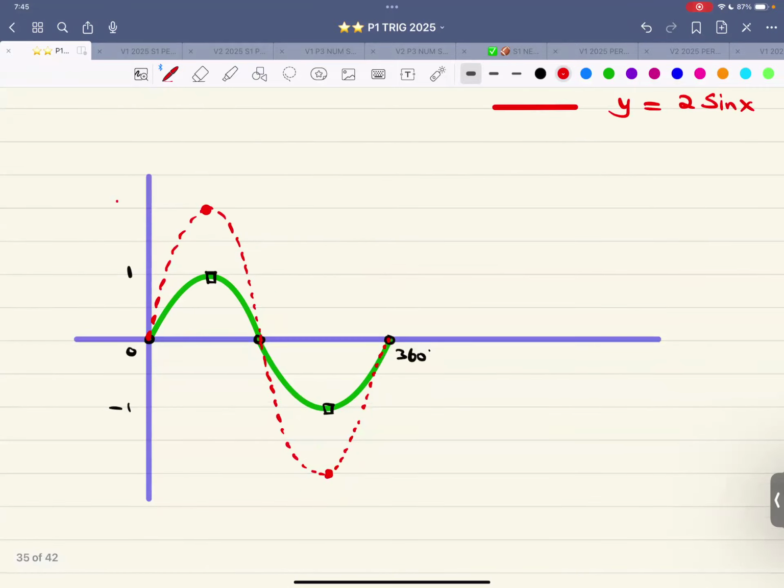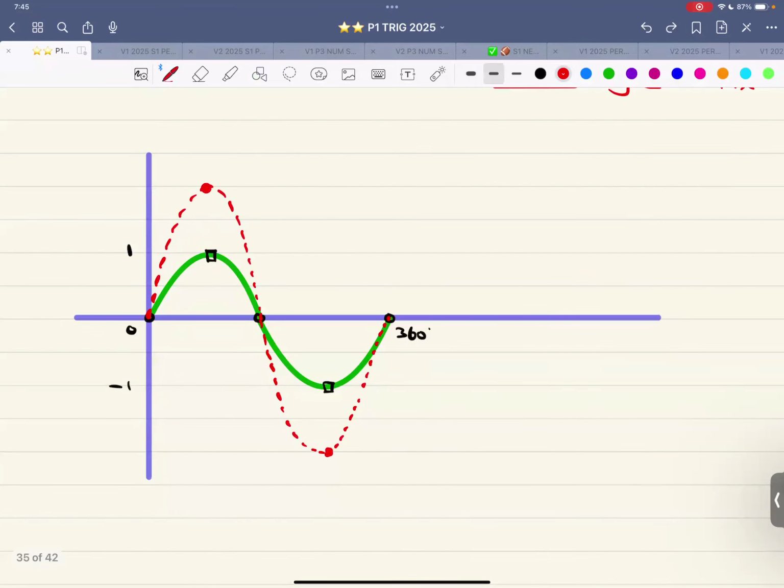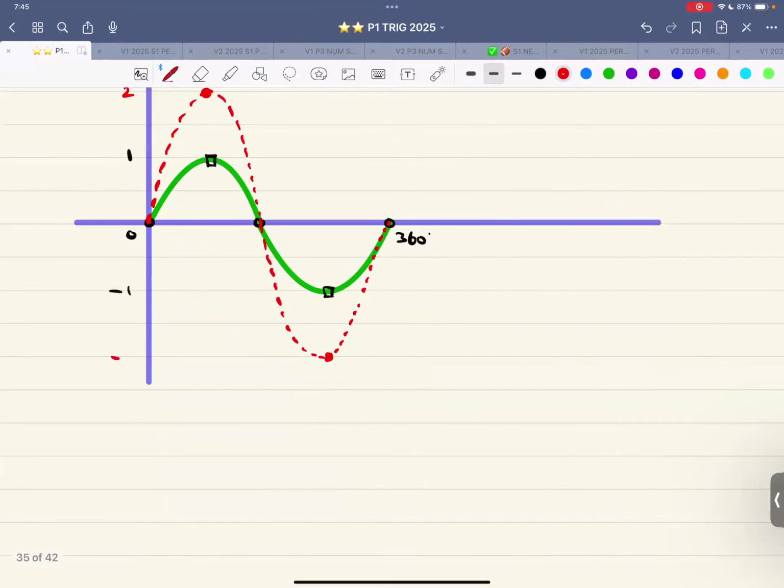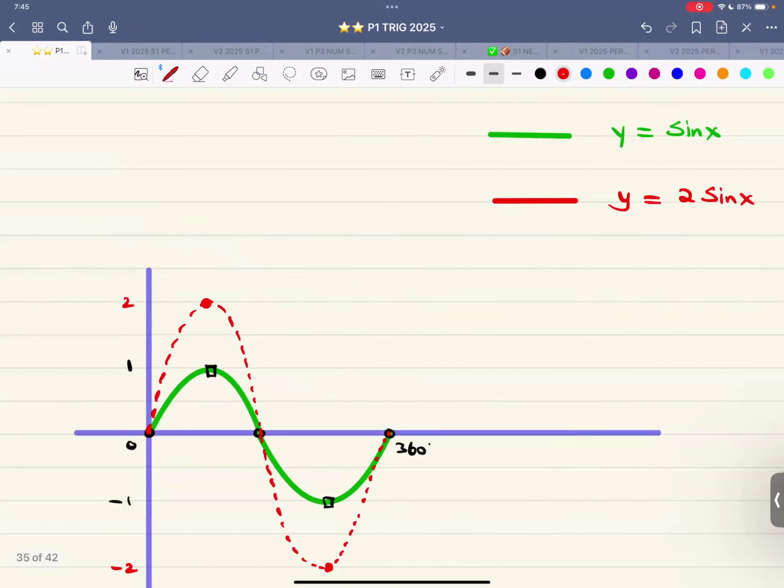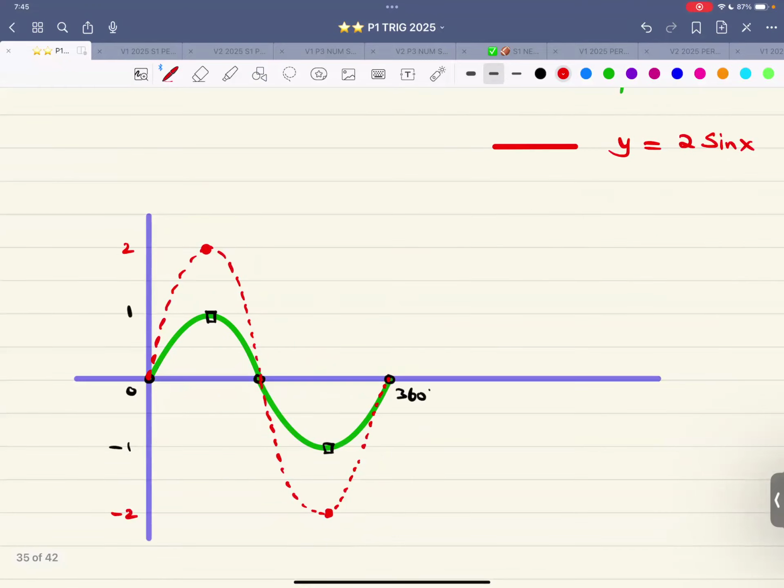This is positive 2. This is positive 2. This is negative 2. And this one is y equals 2 sine x. So what has happened? It has got stretched. The y coordinate changes. For example, the point originally, which was 90° 1, is becoming 90° and 2. So the change has occurred where this 1 is becoming this 2. Why? Because there is a 2 written over here.